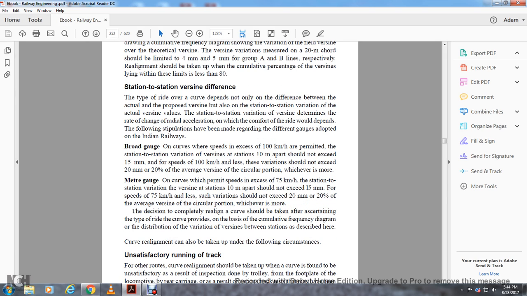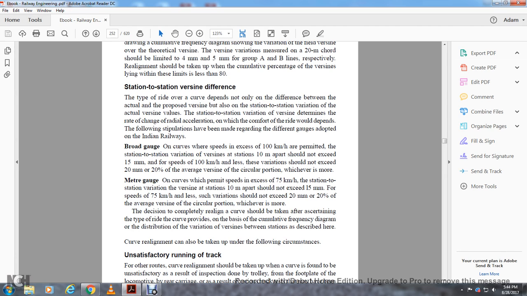Meter gauge: on curves which permit speeds in excess of 75 kilometers an hour, the station to station variation of versine, with stations 10 meters apart, should not exceed 15 millimeters. For speeds below 75 kilometers an hour, such variations should not exceed 20 millimeters or 20% of the average versine on the circular portion, whichever is more.